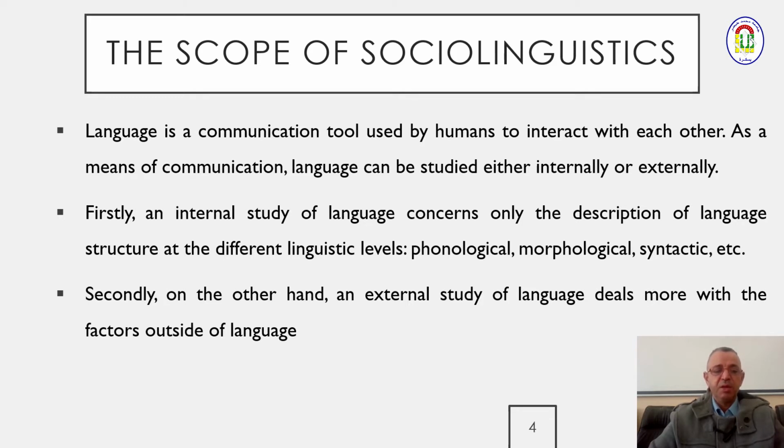Firstly, an internal study of language concerns only the description of language structure at the different linguistic levels: phonological, morphological, syntactic, etc. We can also talk about the semantic level. Let's have a brush up of this first concern, the internal study of language. As we said before, it is about how we describe language, considering that language is, as suggested by the father of modern linguistics, Ferdinand de Saussure, a system, and within this system there are other systems. In other words, language is a system of systems.